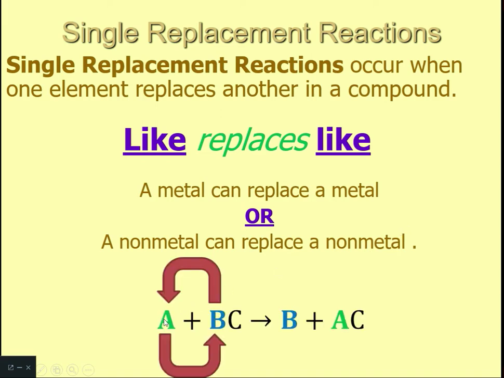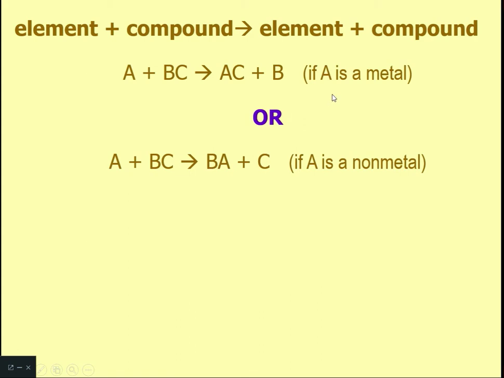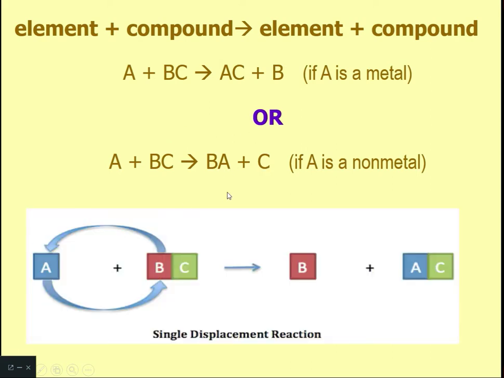So for instance, the A is going to replace the B, or the A might replace the C, based on what it is. You have a reaction between an element and a compound, and you're going to make an element and a compound. Essentially, if A is a metal, it's going to come in and kick out the B, making B go by itself, and then the A is going to combine with the C. Or if the element by itself is a non-metal, it's going to come in and kick out the C, making the C be by itself, and the A is going to take its place. So you have a single replacement or single displacement reaction.